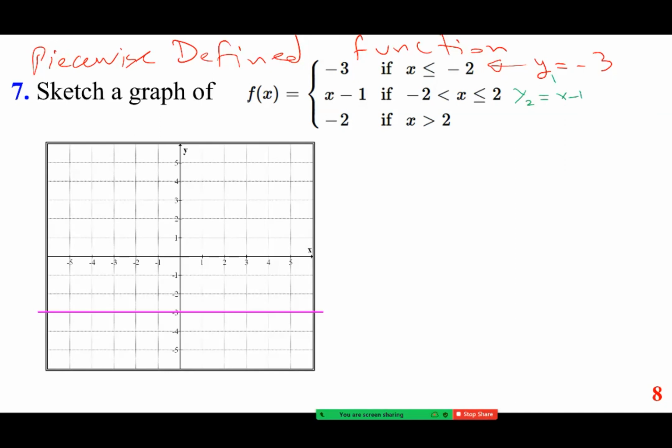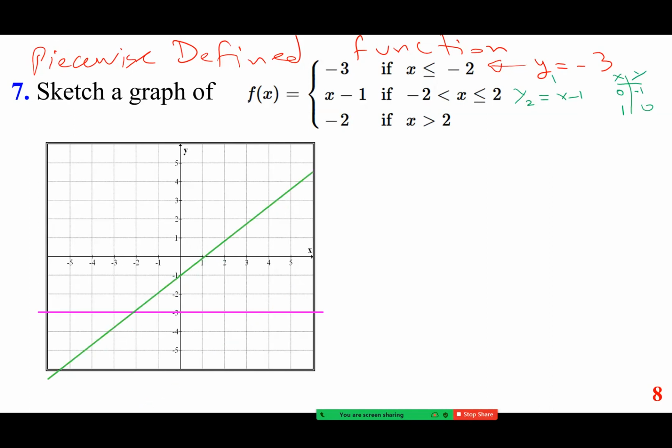And if I were to use intercepts, then when x is 0, y is negative 1, and when y is 0, x is 1. So it's this line. Again, we are not paying any attention to the restriction yet. And for this one, just graph y sub 3 equals -2, which is also a horizontal line. Now we want to put this together by paying attention to the restriction.